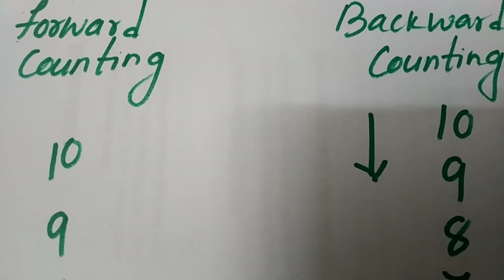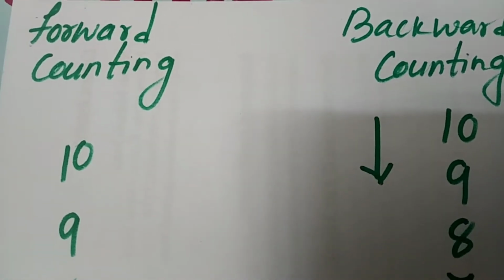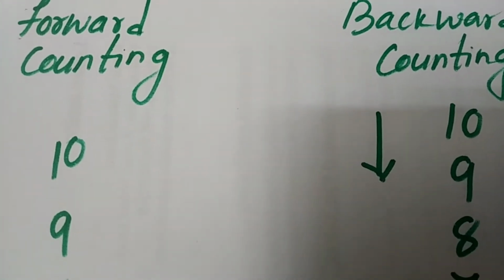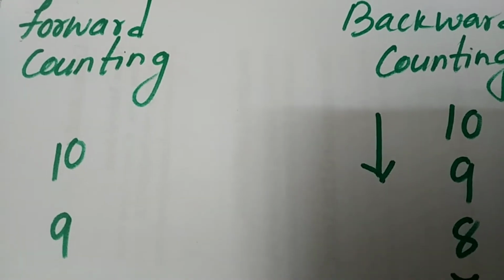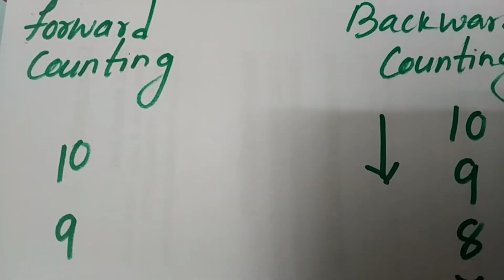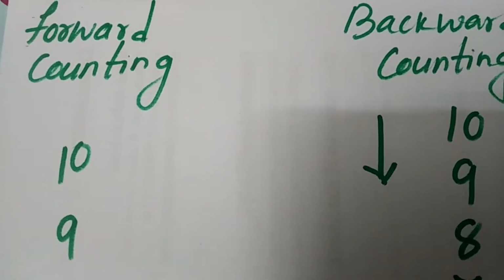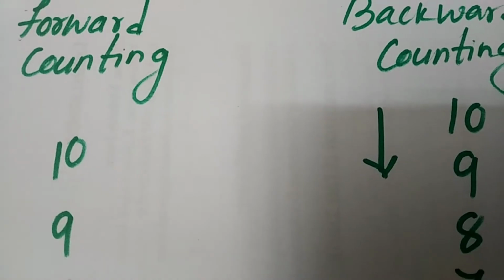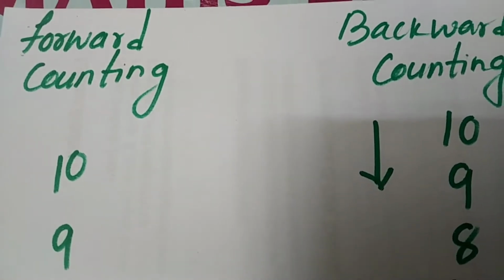Before that, what do you mean by ascending order? Yes, the numbers in increasing order are called ascending. That means smallest to biggest. Okay, from 1, 2, 3, 4, 5, 6, 7, 8. So like that, if we are increasing, then that is called ascending order.